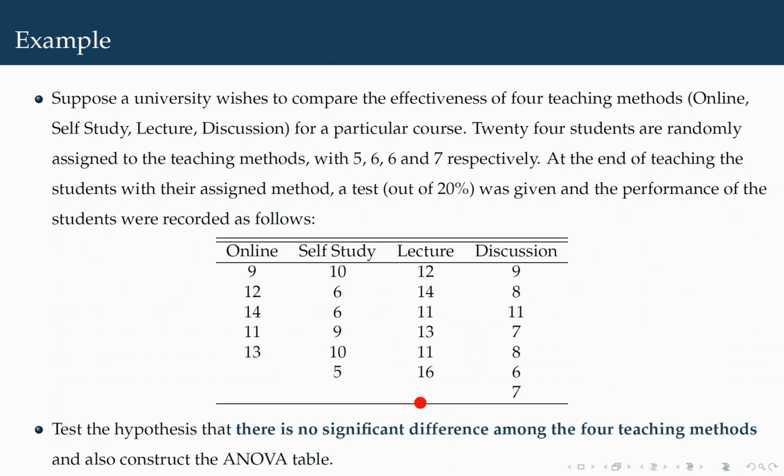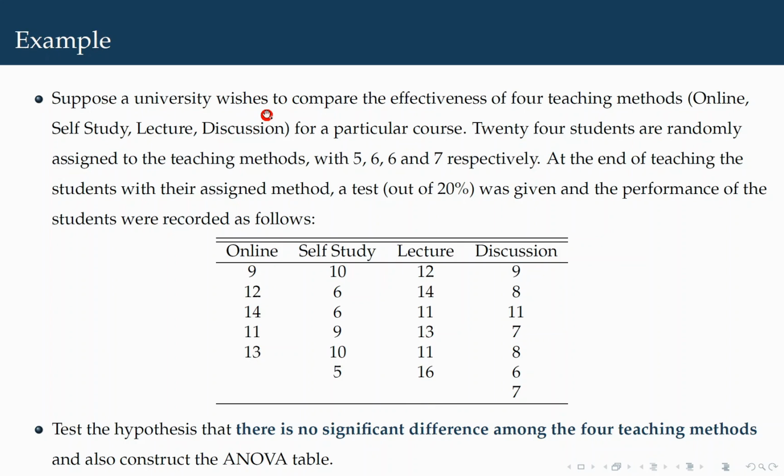So now let's consider a simple example to illustrate how to perform hypothesis testing for the comparison of three or more population means, that is, the analysis of variance test.